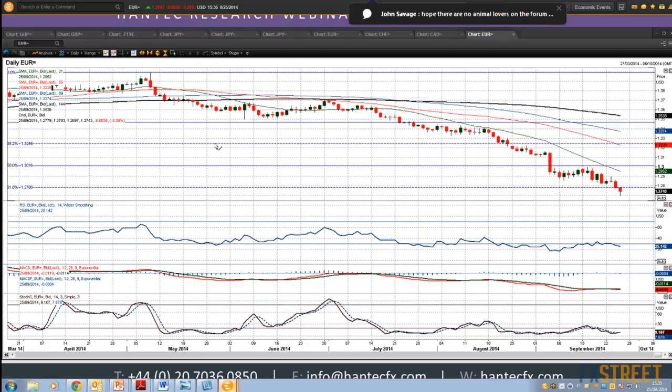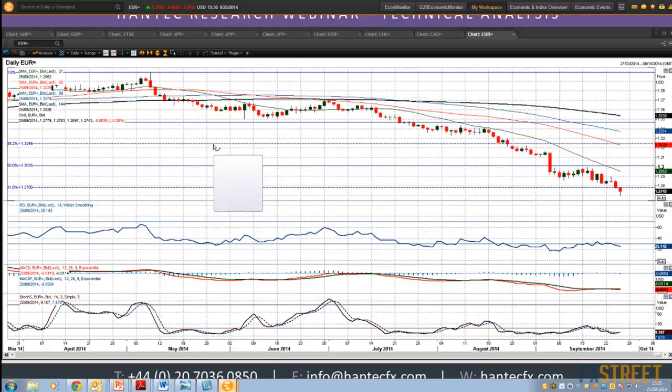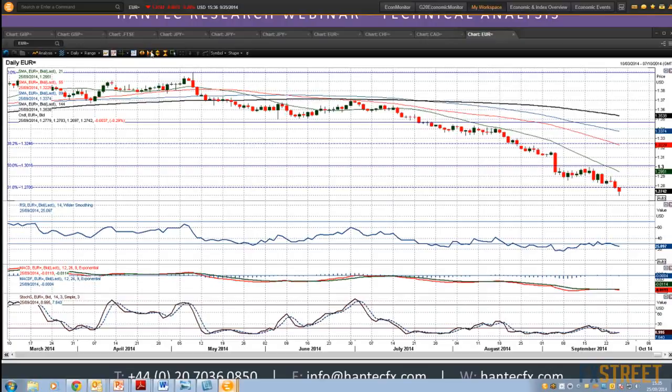Now, the interesting thing also is we've now broken back below the 61.8% Fibonacci level of the big rally higher, this big move from 2040 up to 3191, and that suggests, in my opinion, that we're probably now going to retrace the whole way to 2040.